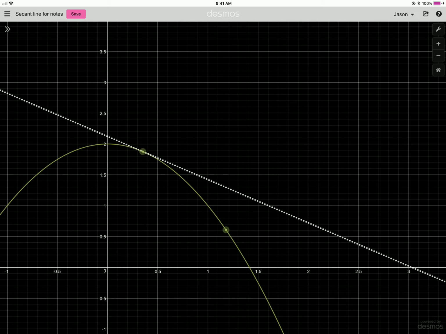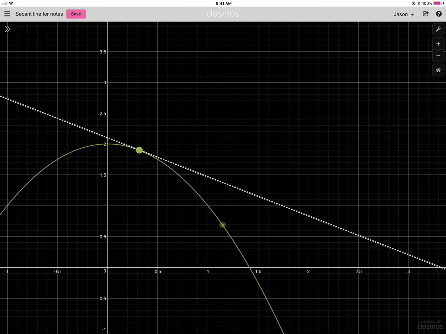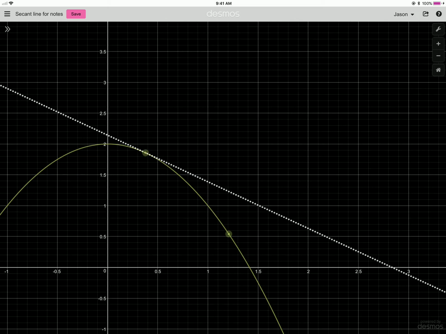Because there's only one point that lies on the curve, and I can't find the slope of a line given only one point. The only points we know are points that are on the curve, because I can plug them into f of x to get their y coordinates. I can't just get a random point out there on the white line that's not also on the curve. So the issue is, how do I find the slope of that line?